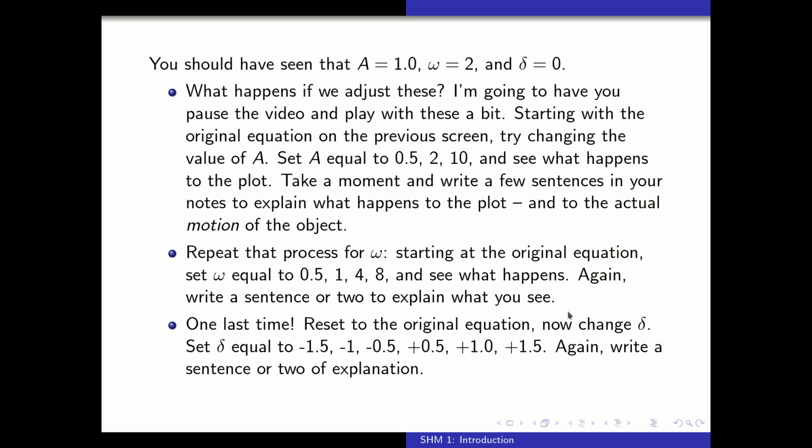The last thing I want you to do is, again, reset to the original equation, and now we're going to play around with delta. Delta started out as 0. Let's look at a couple different delta values: negative 1.5, negative 1, negative 0.5, plus 0.5, plus 1, plus 1.5. Take a look at those. Again, make a couple of screenshots perhaps, so that you can compare these more easily. Write a sentence or two of explanation. Please do that.